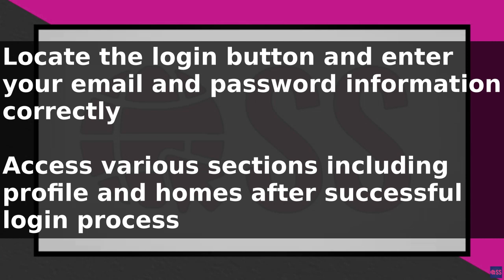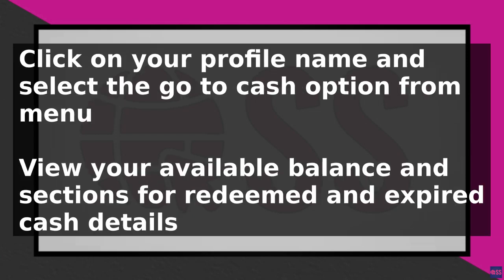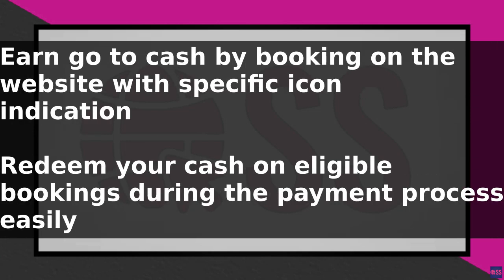Click on your profile name, typically found in the right corner, and select the Go to Cash option from the drop-down menu. This will take you to a page displaying your available balance, as well as sections for redeemed and expired cash. To earn Go to Cash, book on the website and look for a specific icon indicating how much cash you'll earn. You can then redeem your cash on eligible bookings during the payment process.